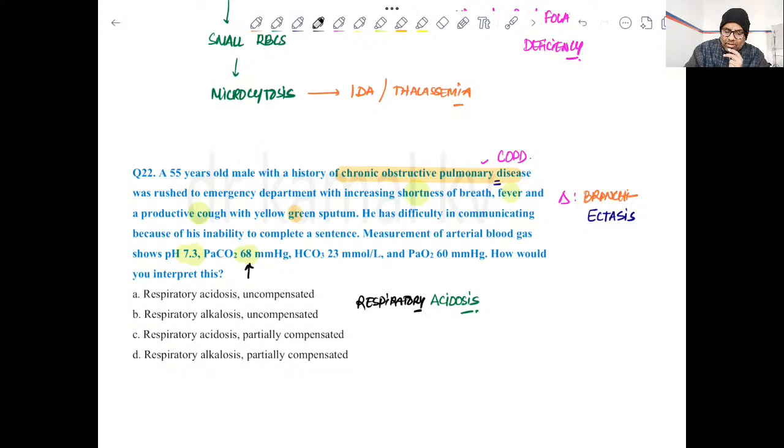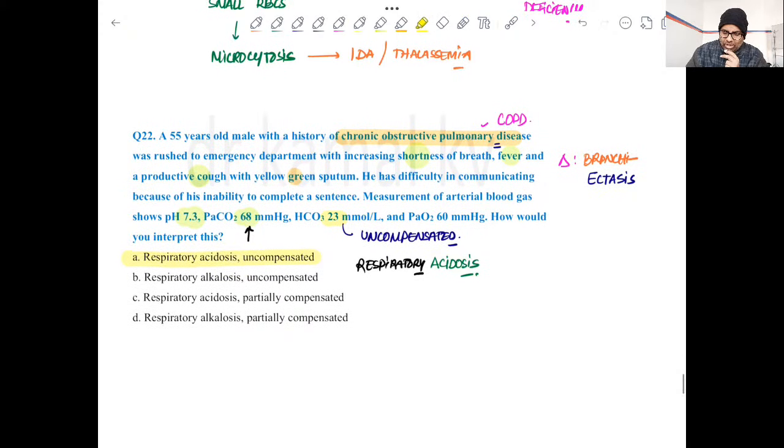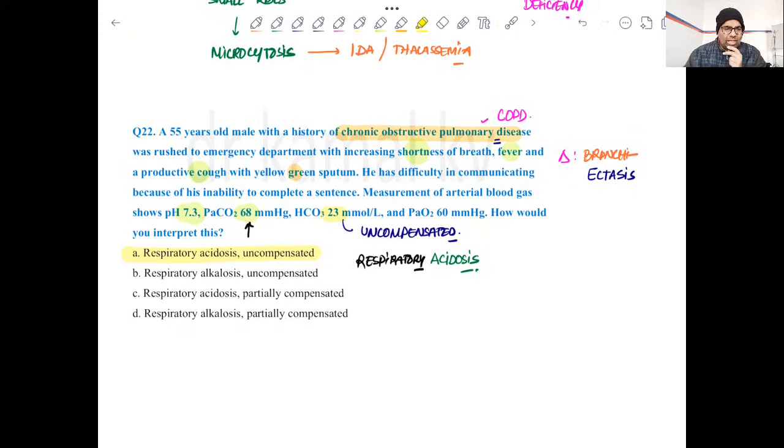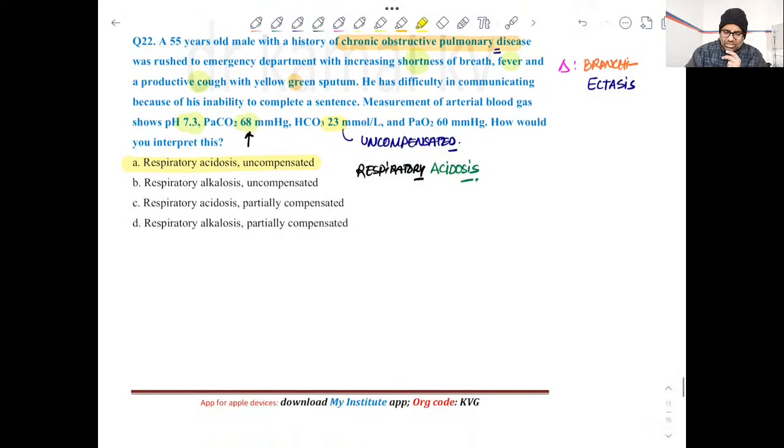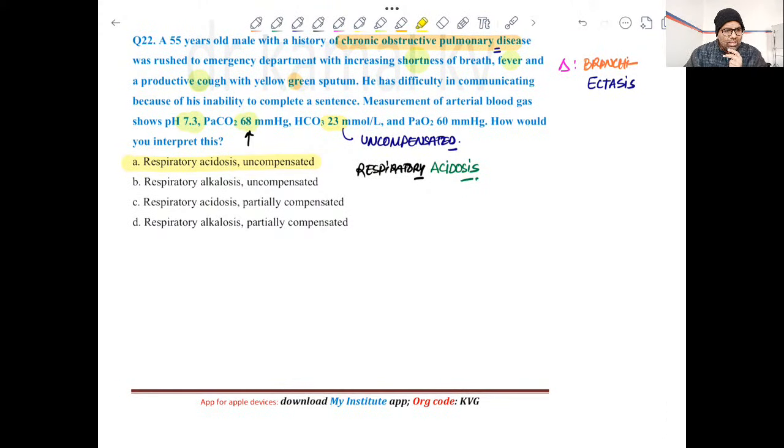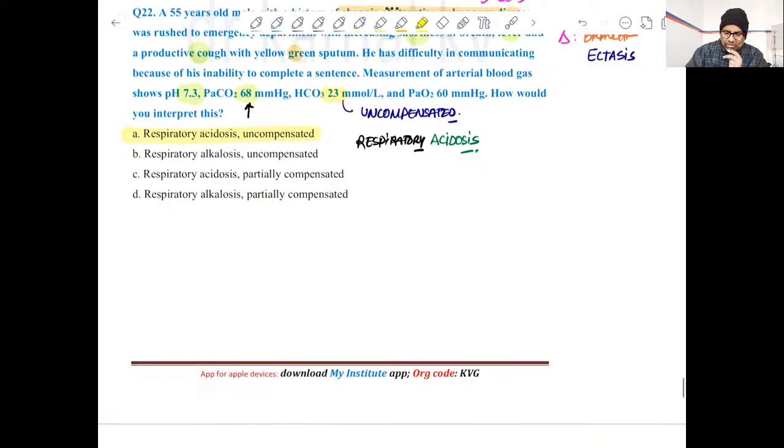Clear? And then bicarbonate is normal, so it means uncompensated. Clear? So this is uncompensated. So the answer has to be very good, Aditi, very good. Respiratory acidosis, uncompensated. Fine. If the bicarbonate is more, then we will say that yes, it is going towards compensation. Now it is uncompensated because Avinash, absolutely right, gentlemen.